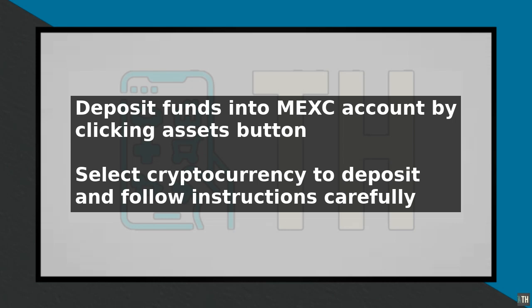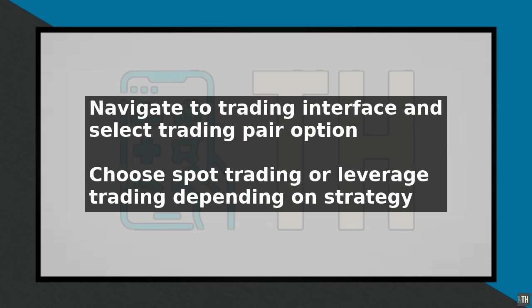To open a long position, click on the Buy button and select the order type you want to use, such as market order or limit order. A market order will execute the trade immediately at the current market price, while a limit order will execute the trade when the price reaches the level you specify.